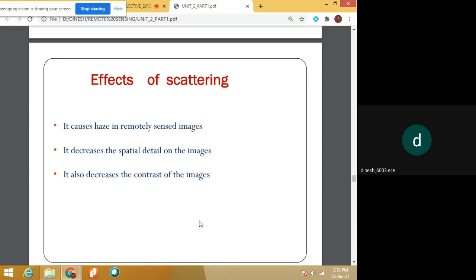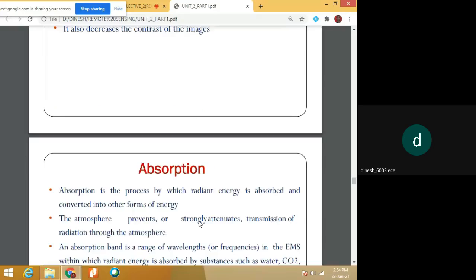There will be a decrease in the spatial detail, the exact detail of that location or particular place that we are remote sensing. That image will have lower resolution. There would be an improvement in the contrast of the images. I'll show you in an application of remote sensing how this spatial resolution is used and how it looks. Do not worry about this contrast.